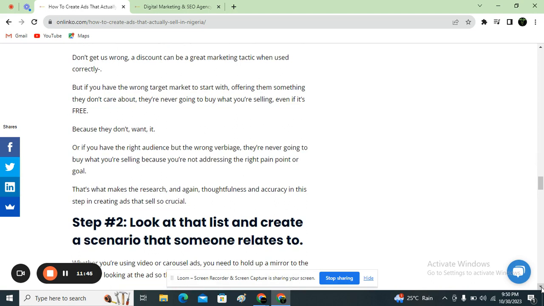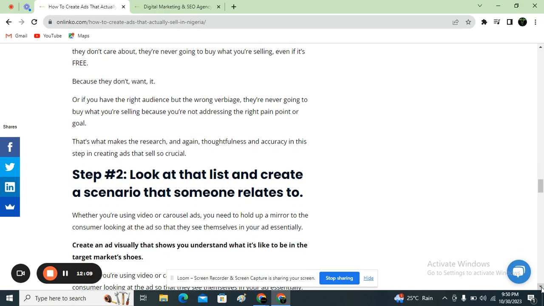Or if you have the right audience but the wrong verbiage, they are never going to buy what you're selling because you are not addressing their right pain points or goals. That is what makes thoughtfulness and accuracy in the research step so crucial. Yes, don't ever play with market research.